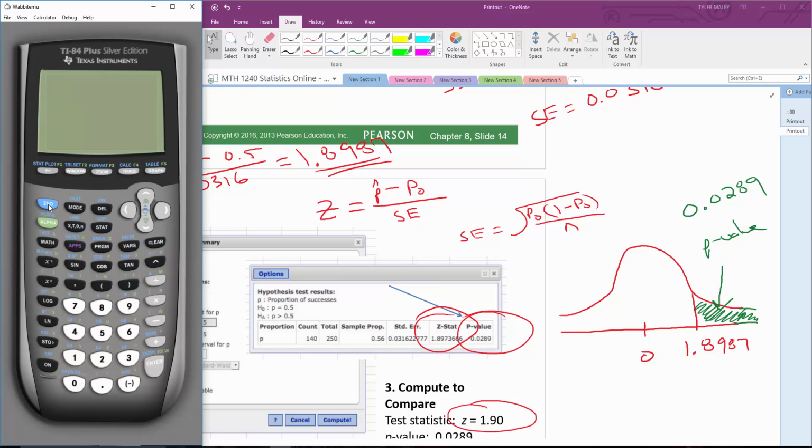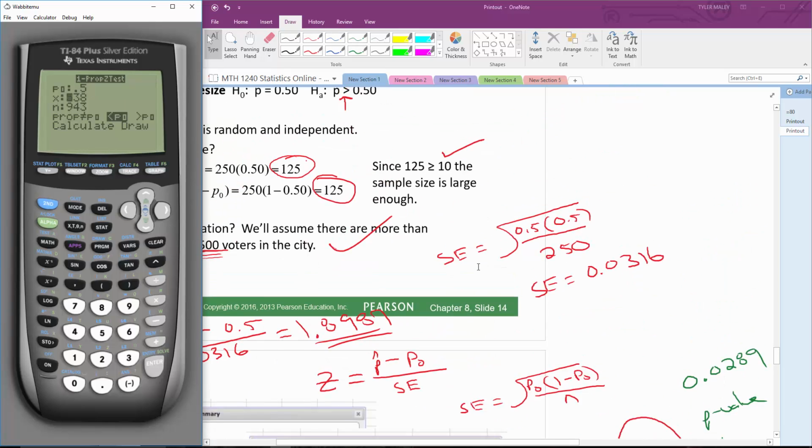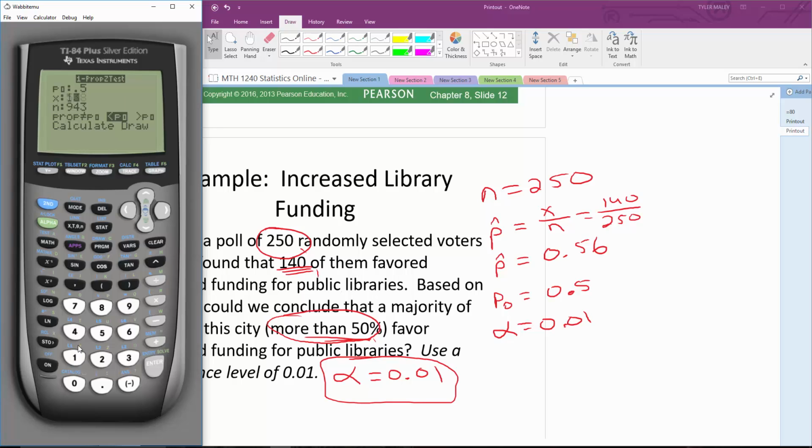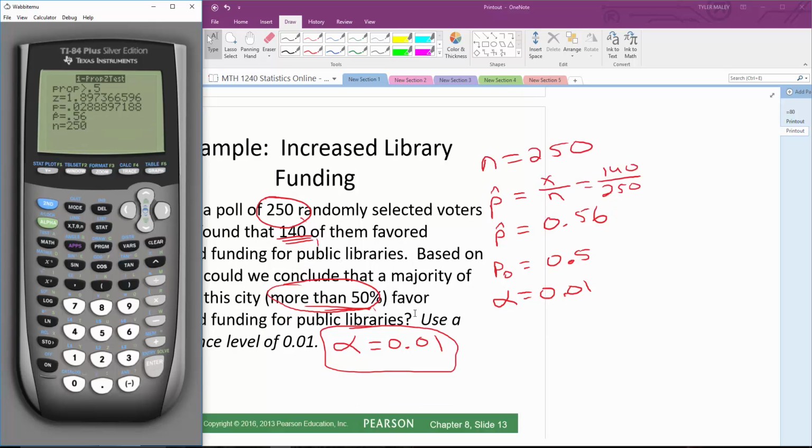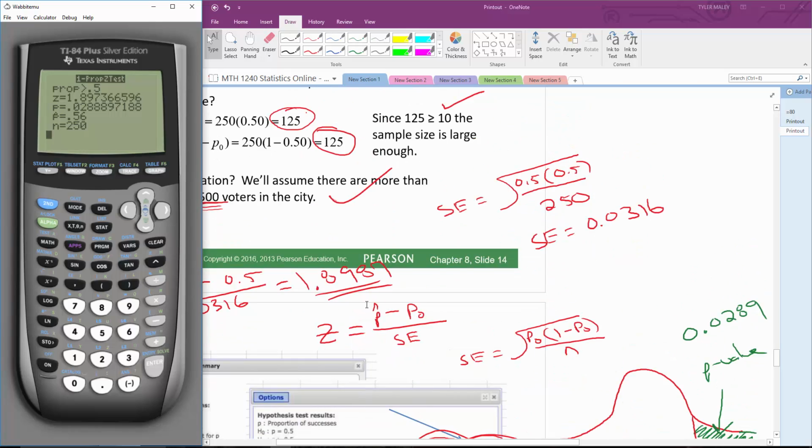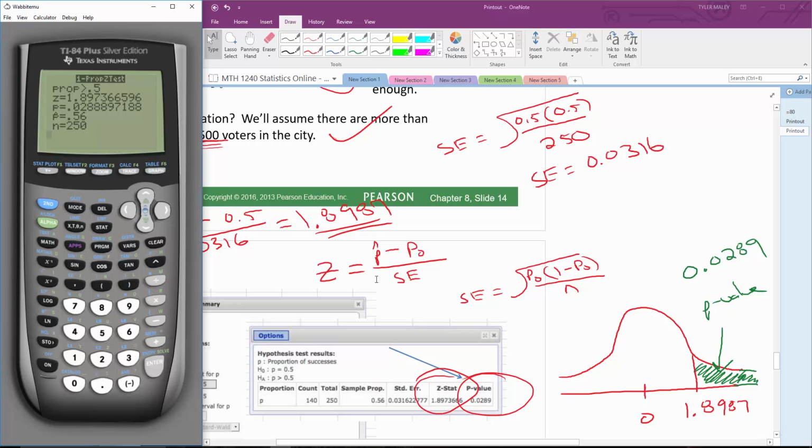Another way that we can get this is you can go to statistics, go over to test, and we want option 5, the one proportion z test. So p naught was 0.5. My x was 140. N was 250. And we're testing if it's greater than p naught. So I can go down to calculate and find that. There's my z value, which we calculated, and there's the same p-value of 0.029. So you can find that in the calculator just as easily.